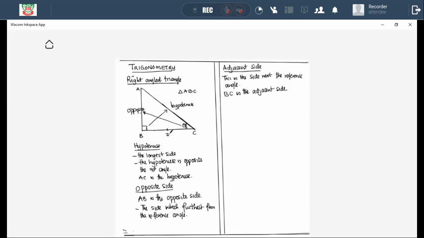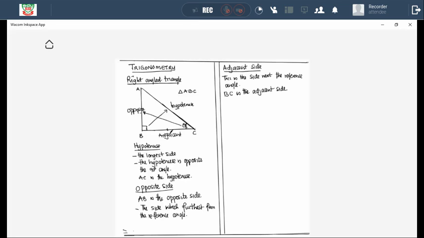Now, how do I quickly identify the opposite and the adjacent? Remember, the opposite and the adjacent are always relative to the reference angle. Once you identify the reference angle, then you'll be able to identify the opposite and the adjacent. Like in this case, your BC is your adjacent side.